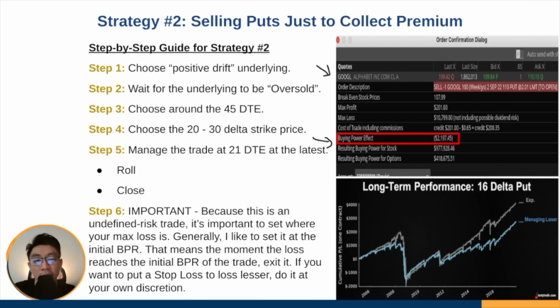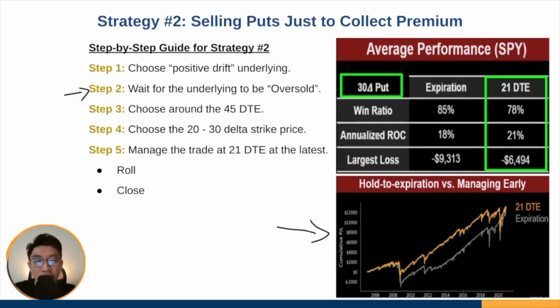Why? Because studies again have been done by the Tasty Trade team. They actually examine the use of a stop loss when you're trading short options. So as you can see down here, this is the study of the 16 delta put. And what they found is that while overall you're still going to be profitable, your performance when you're managing your losers, that means you cut off the loss at a certain multiple of your premium, you're still going to have a worse performance than if you hold to expiration.